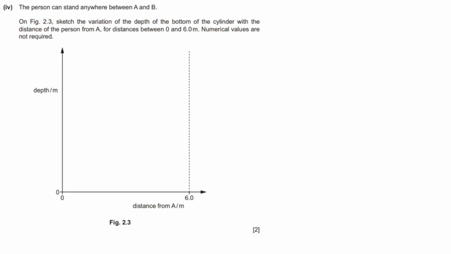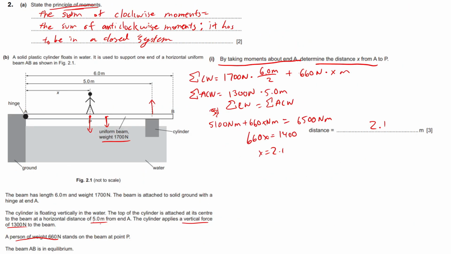All right, so we're given a diagram here, the person can stand anywhere from A to B. On figure 2.3, sketch the variation of the depth of the bottom of the cylinder with the distance of the person from A, where distances are 0 and 6. Numerical values are not required. All right, so we have to look at the diagram that we just did and see that our person is standing where we initially have him stand.